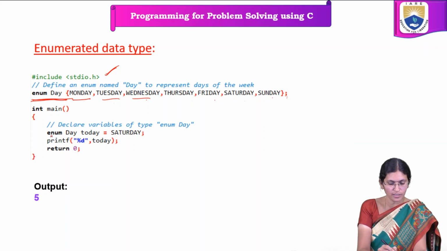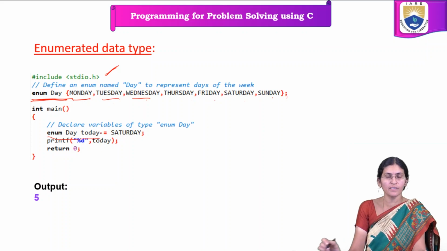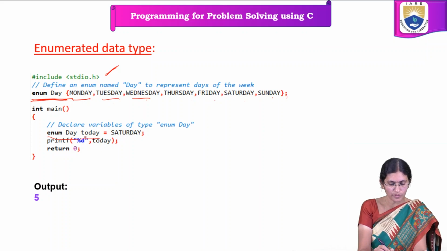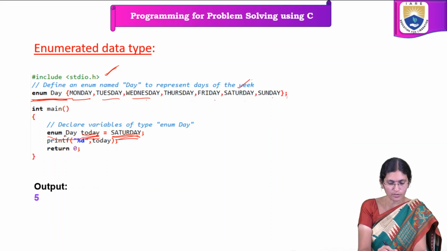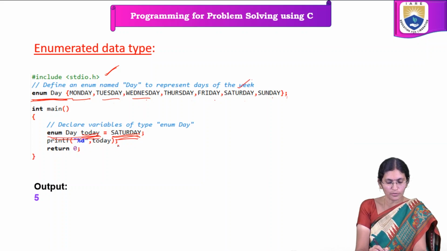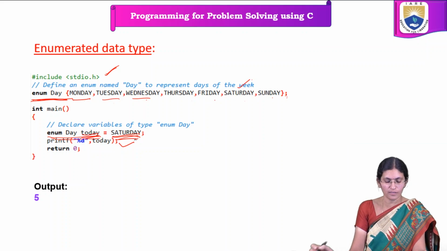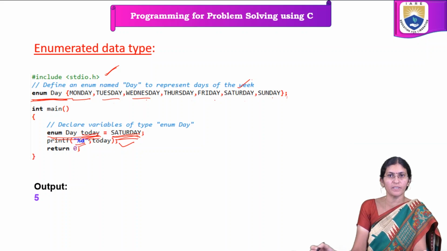In the main function, we are declaring a variable of this data type, enum day. The name of the variable is today, and it is assigned the value Saturday. Whatever names we have specified, one of them is assigned to this variable. If you use %d as the format specifier and try to print the value of this variable, you can see that the output of this program is 5.